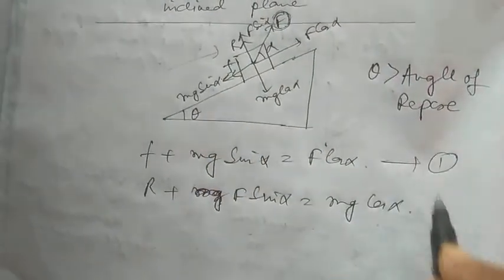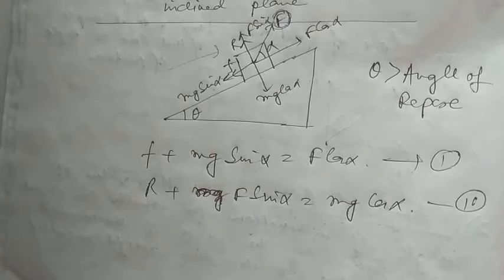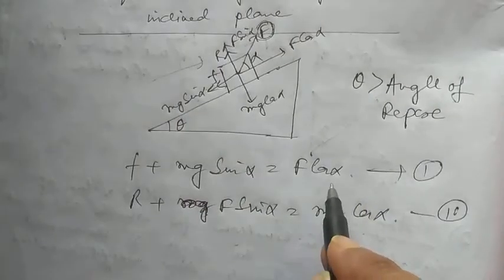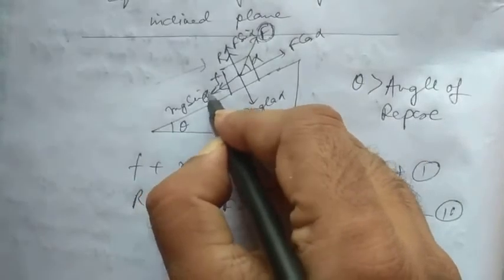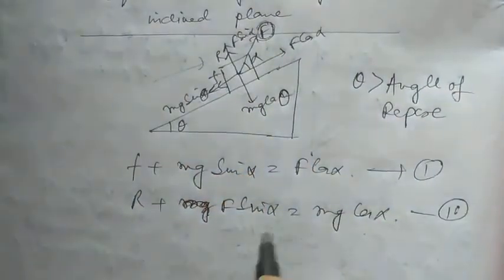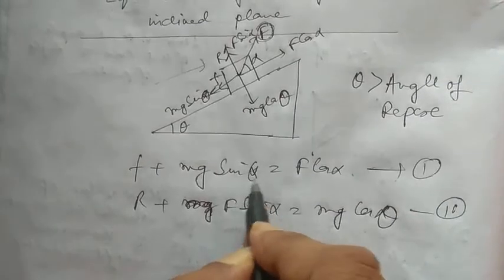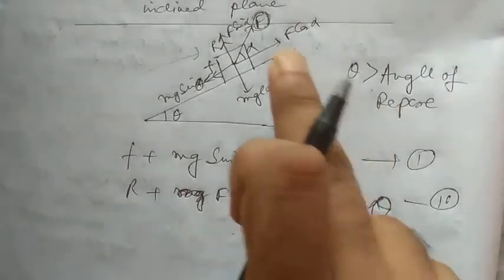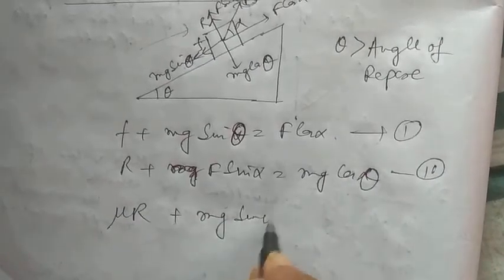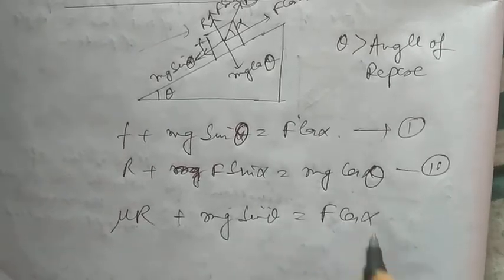Now, R plus F sin alpha is equal to mg cos alpha. This is the first equation, this is the second equation. Now we have to solve these two equations to find the value of F. Just a mistake done. That means this will be mg sin theta, not alpha. So mg cos theta, mg sin theta, not alpha. Alpha is this angle and not this angle. So we replace the frictional force as mu R plus mg sin theta equal to F cos alpha.